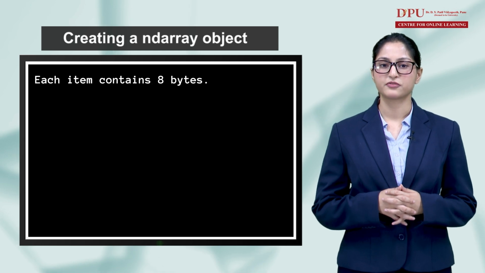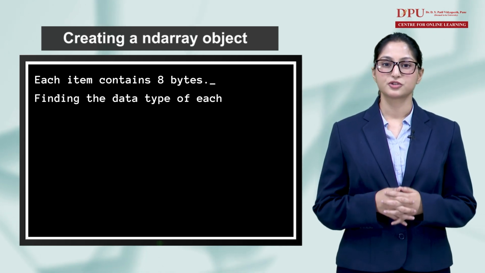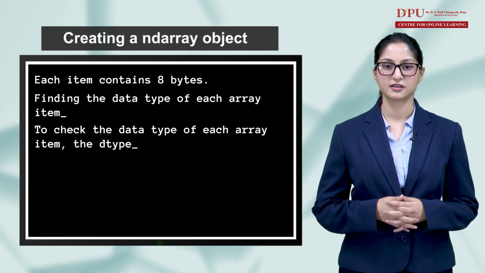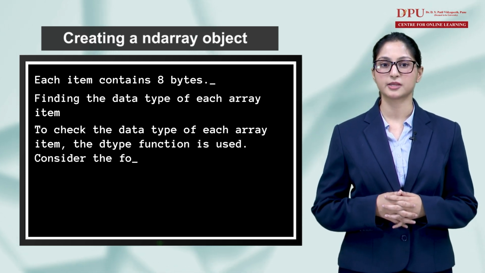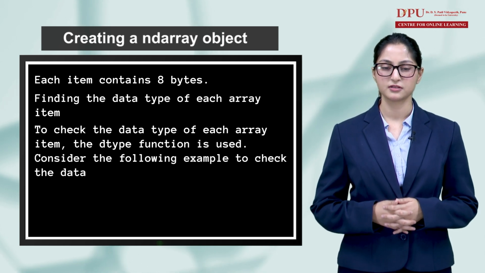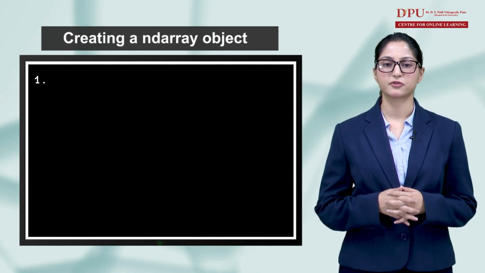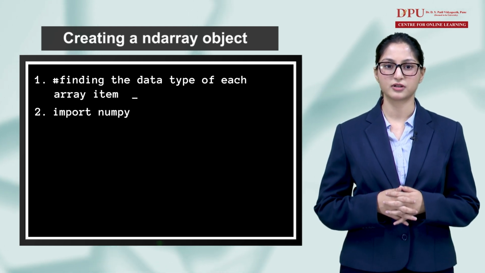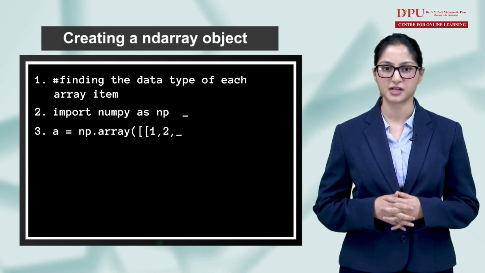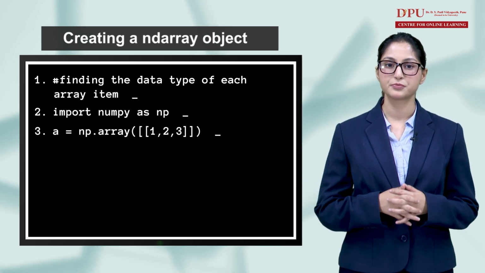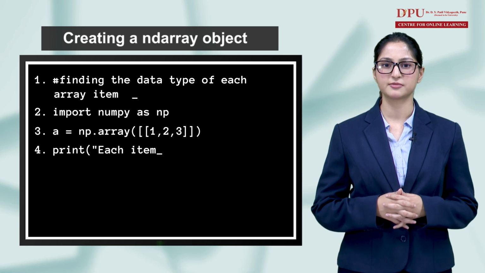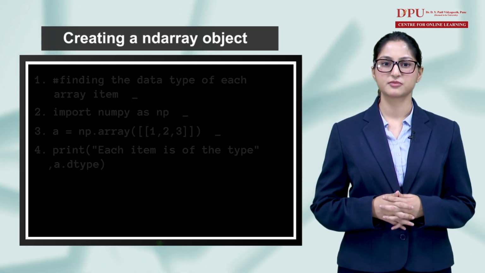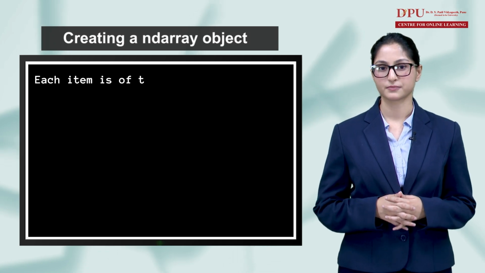Finding the data type of each array item. To check the data type of each array item, the dtype function is used. Consider the following example to check the data type of the array items. Example, comment: finding the data type of each array item. Import numpy as np, a = np.array([1, 2, 3]). Print("each item is of the type", a.dtype). Output: each item is of the type int64.